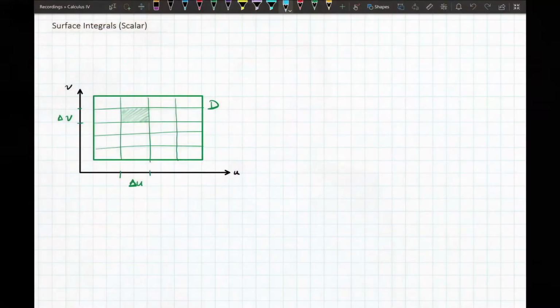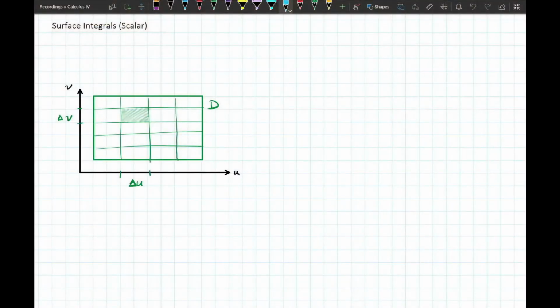Hello and welcome. In this video, we're going to take a look at a new kind of integral called a surface integral. And just like with line integrals, there are a couple different kinds of functions that we might want to integrate. We could integrate either a scalar function or a vector valued function. And in this video, we're going to be taking a look specifically just at integrating that scalar function over a surface. So let's start off with some of the basics here.